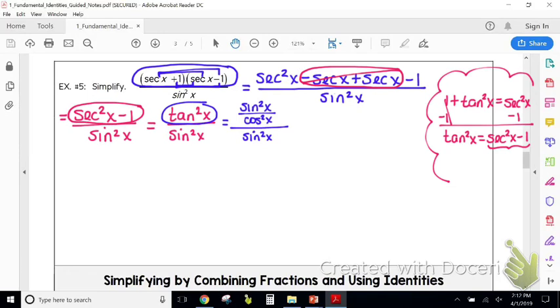What do we do when we have fractions and fractions? Yeah, because it's one fraction on top, and we're going to make this a fraction on bottom. So keep it, change it, flip it. So we have sine squared over cosine squared. So we kept the top. Change it to multiply and flip it. I had sine squared over 1, so it's going to become 1 over sine squared.